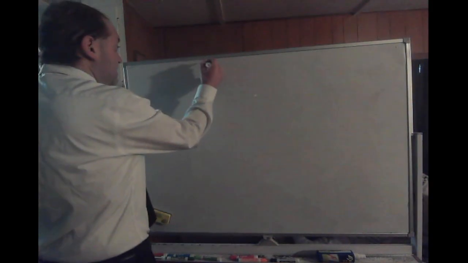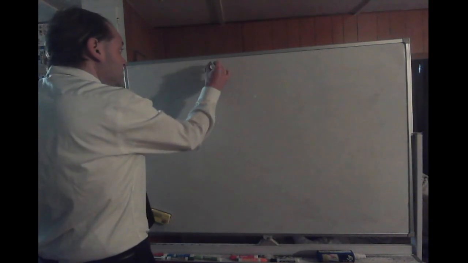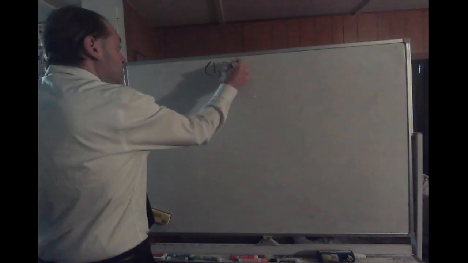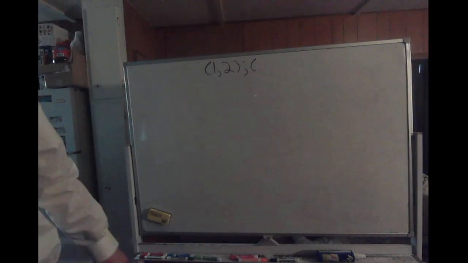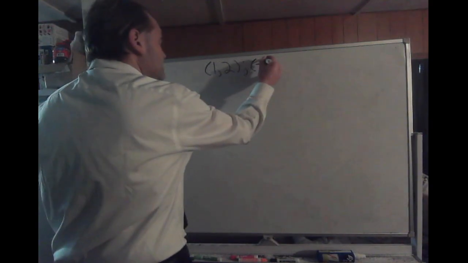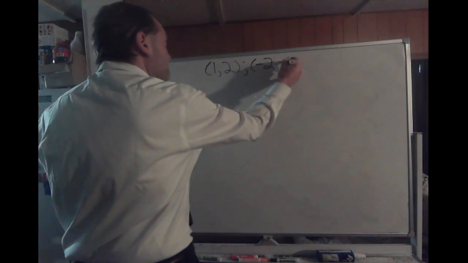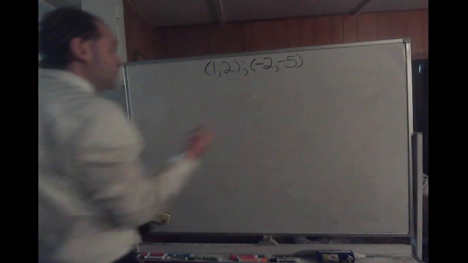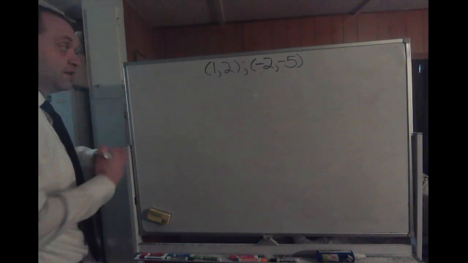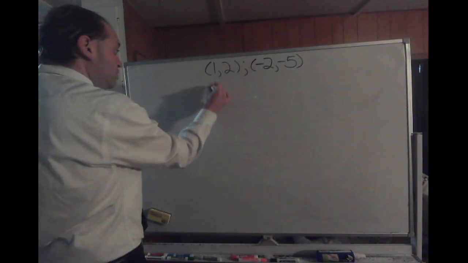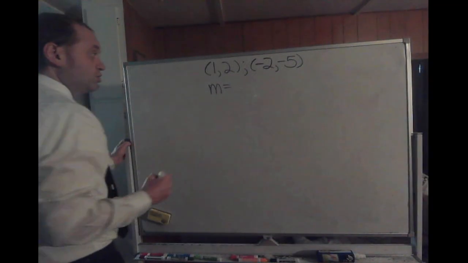How about the next ones? Well, they sure love the point 1, 2. So we're starting again with 1, 2, but your second point is negative 2, negative 5. So we have to find the slope between the points 1, 2 and negative 2, negative 5. So lowercase m will denote your slope.